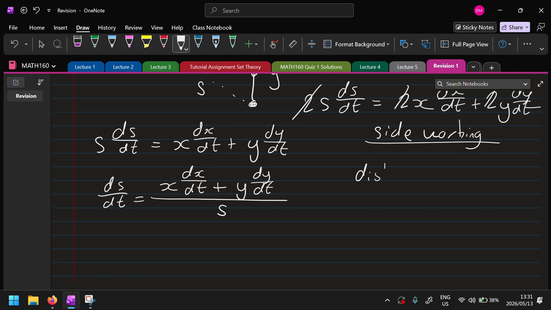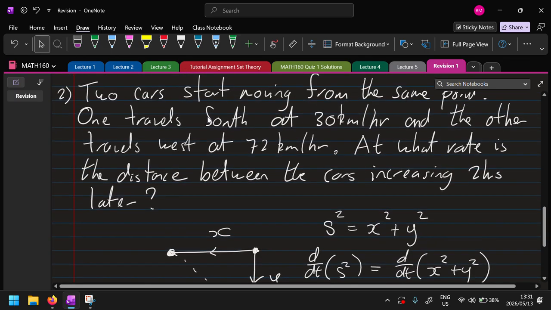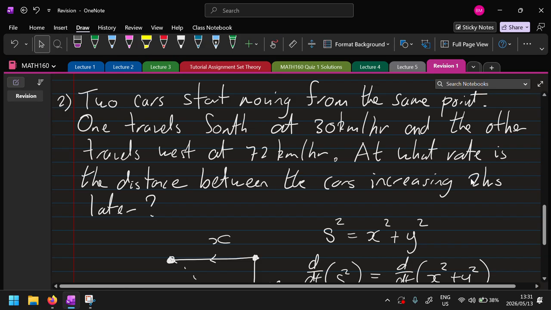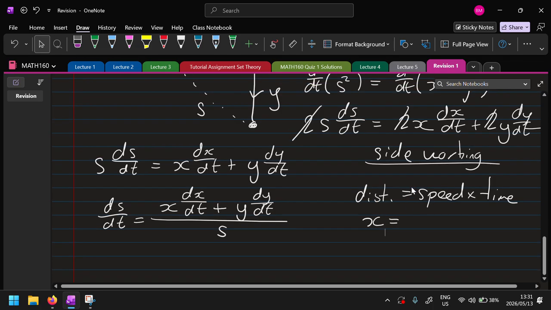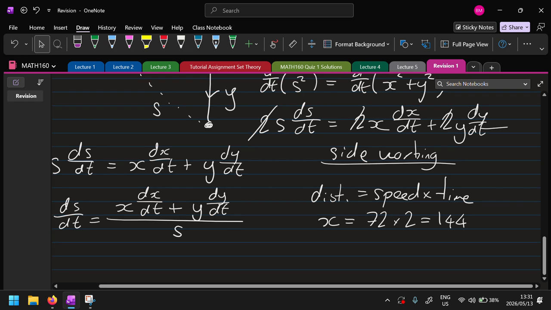So we want the distance. So that's the speed times the time. So the x, that was the car going west. So let's not mix things up here. So the one going west was 72 for 2 hours. So how far did he go? Well, 72 times 2. What do we get for that? 144. Good. 144 what?